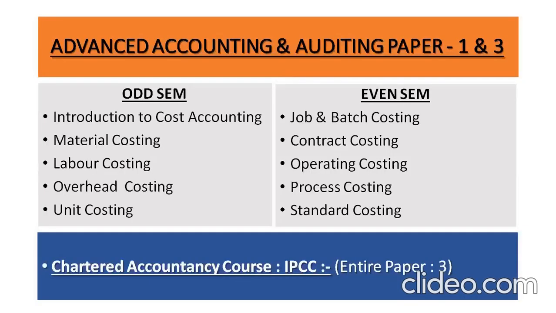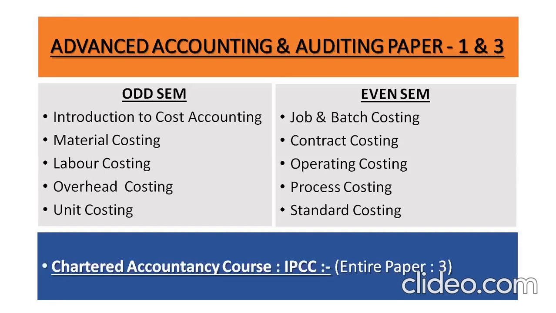I'm going to talk about the subject Advanced Accounting and Auditing Paper 1, which will be in your odd semester, and Paper 3, which will be in your even semester. In the odd semester, we are going to have topics like what is cost accounting, the introduction and different aspects of cost accounting. Secondly, you are going to study material costing, like raw material costing. Third will be labor costing, where you're going to study how much wages to be given, how much incentives are to be given, and so on.